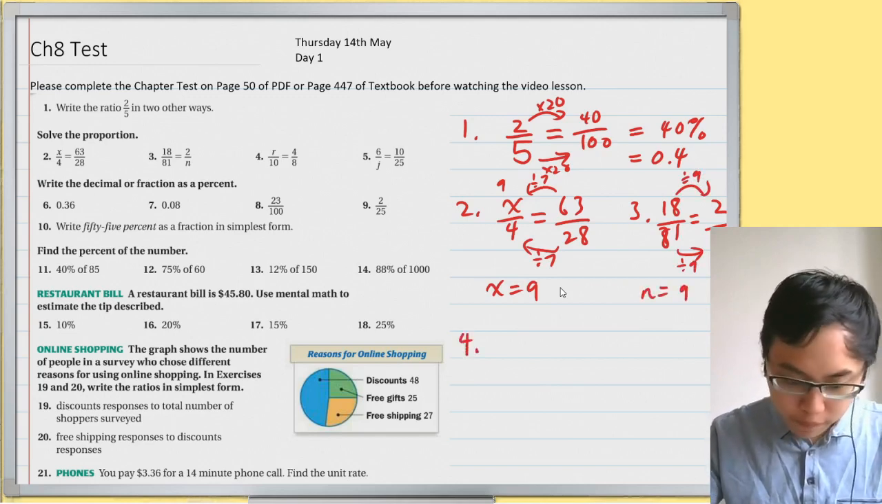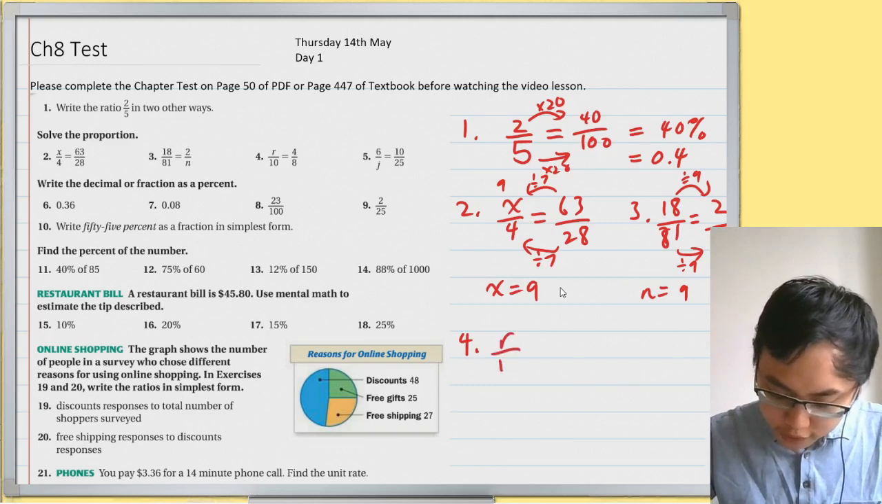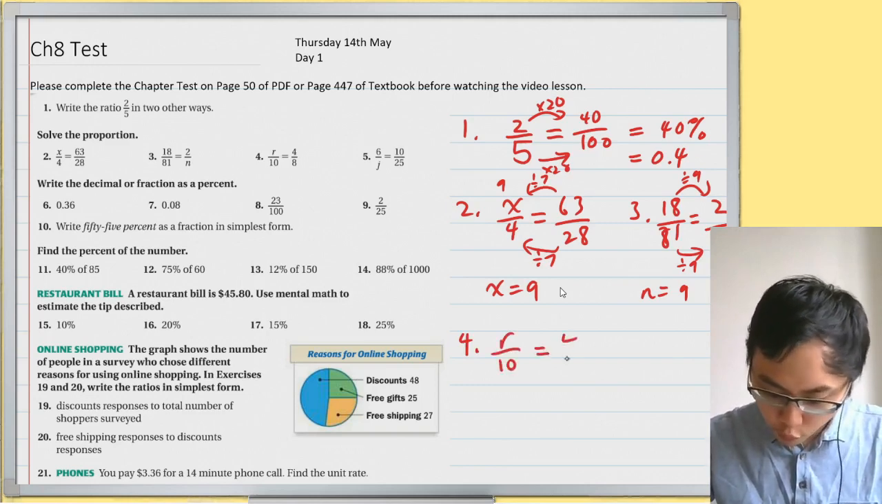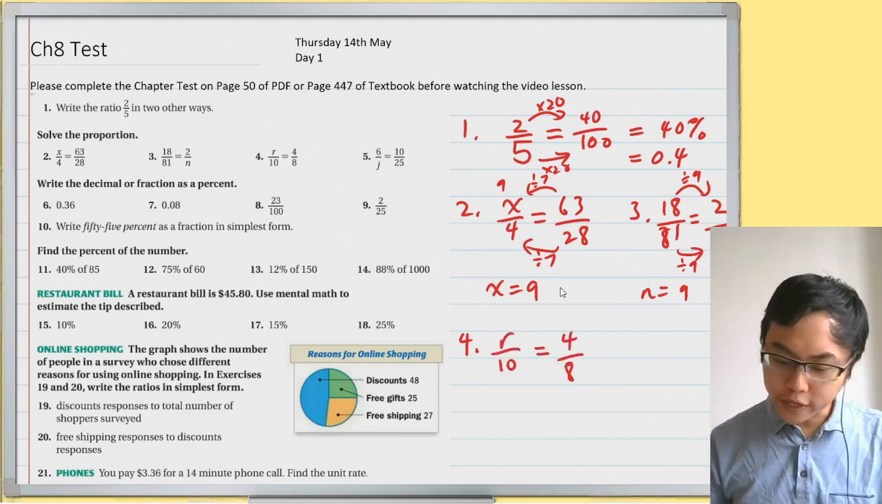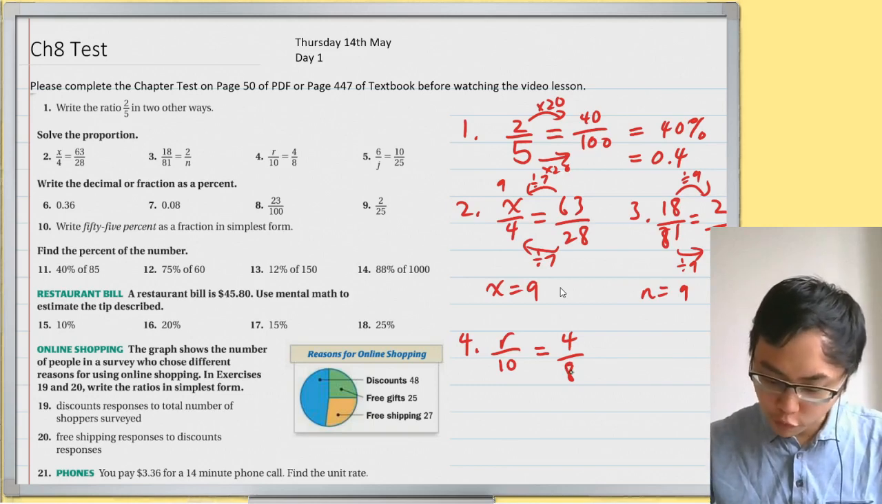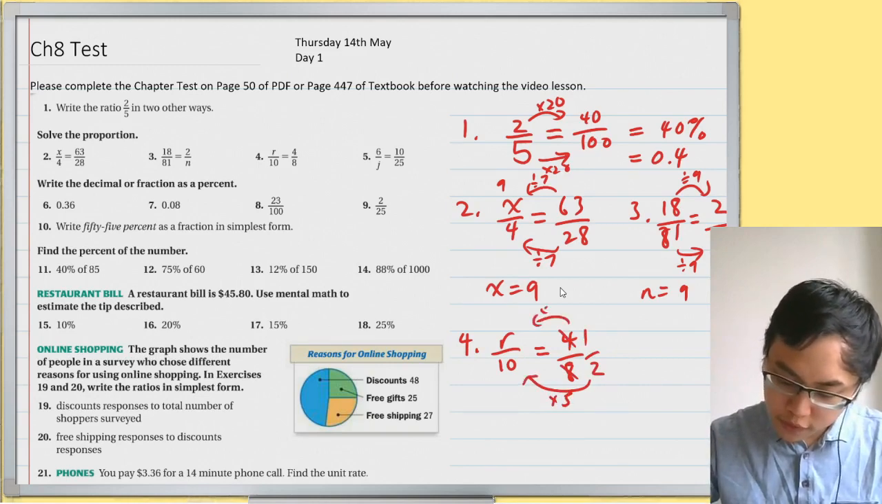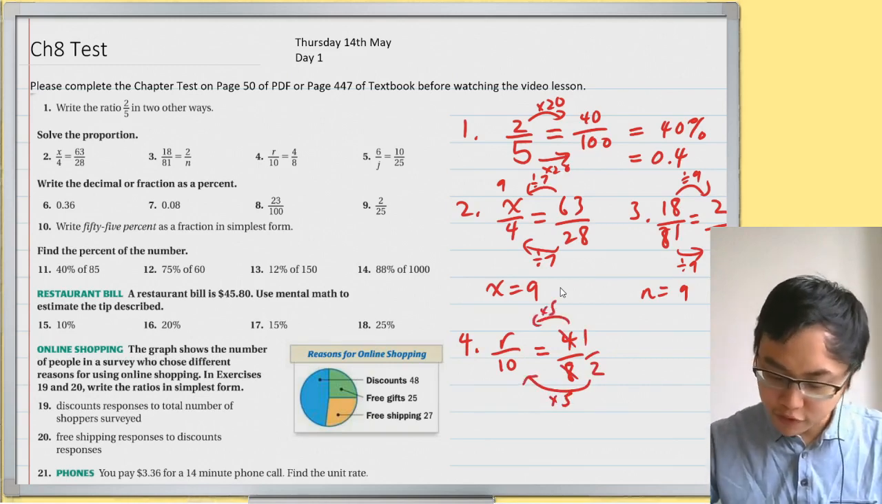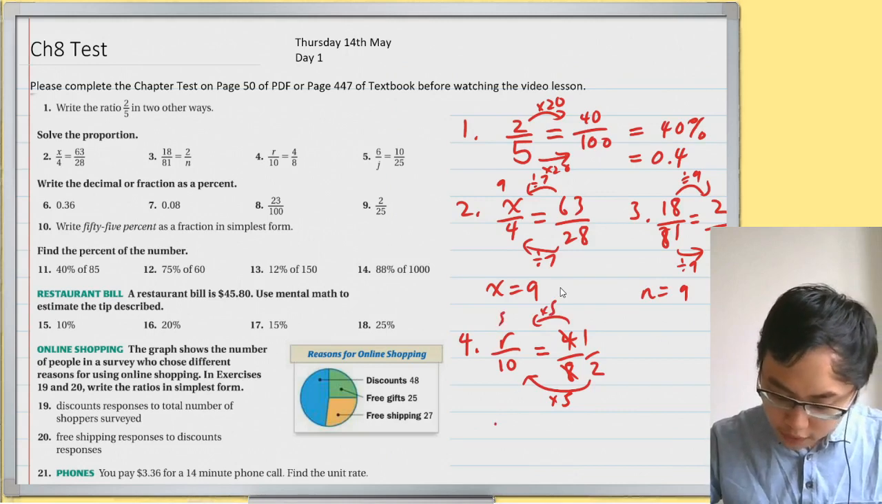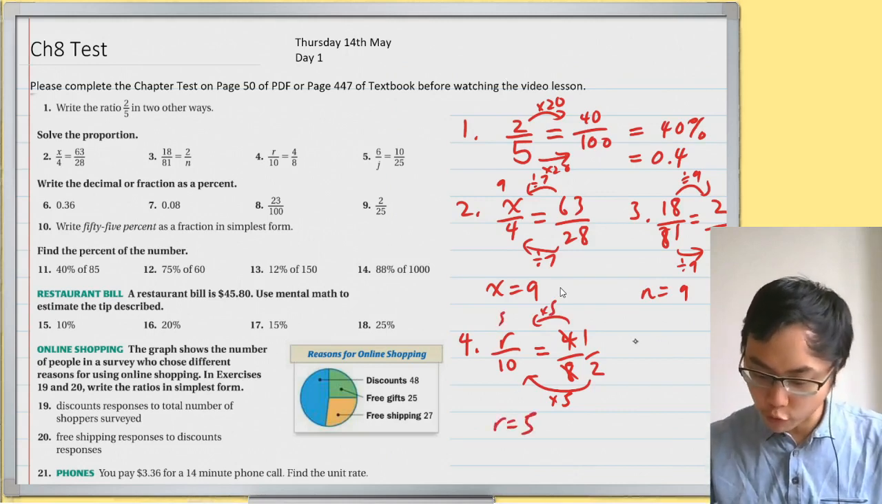Question 4, r over 10 is equal to 4 over 8. And so 4 over 8, I'm going to reduce it to a simpler form. That's going to be 1 over 2. And so from 2 to 10, that's going to be times 5. So 1 times 5, that's going to be 5. So that means r is equal to 5 for question 4.